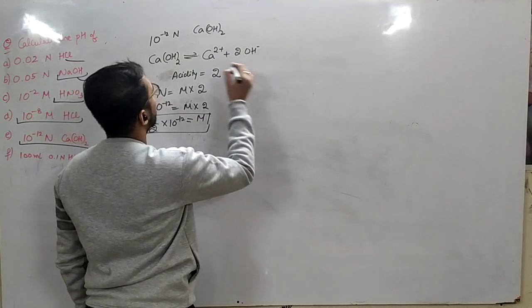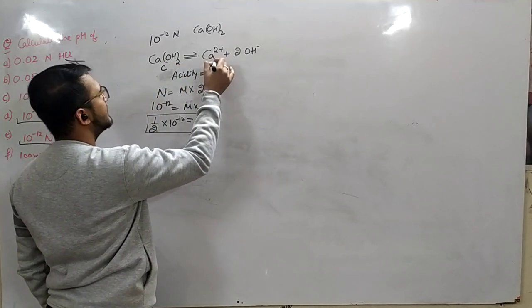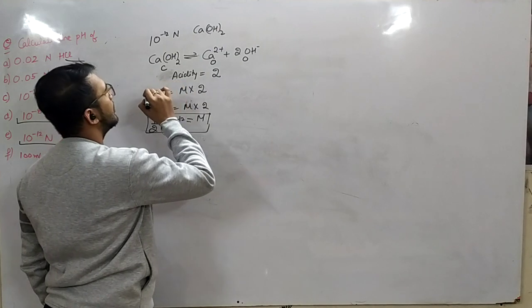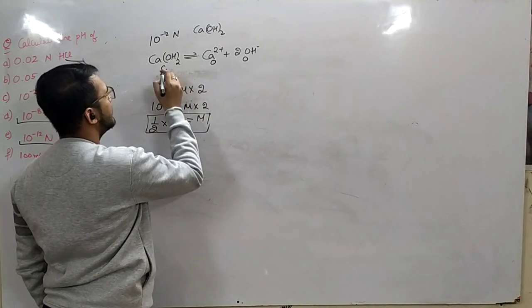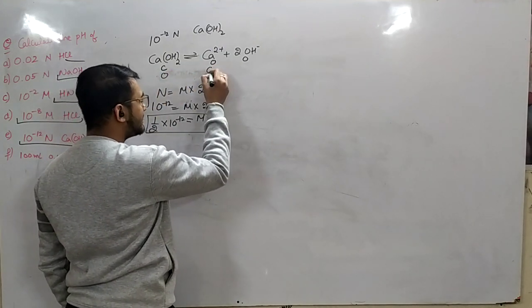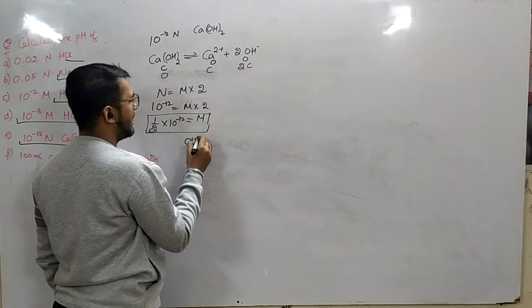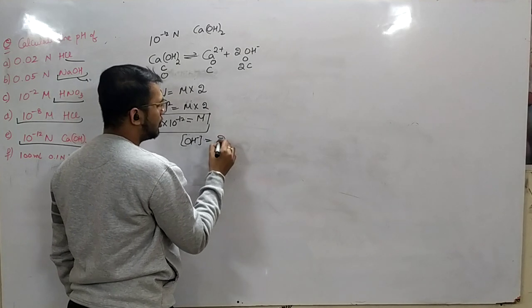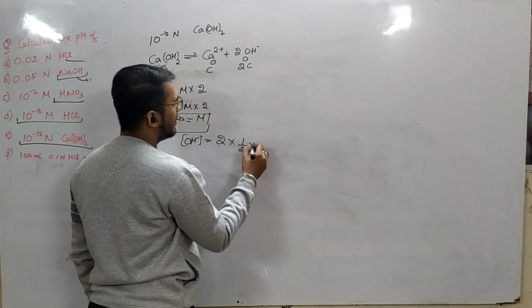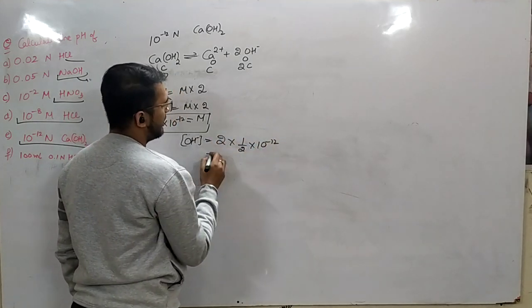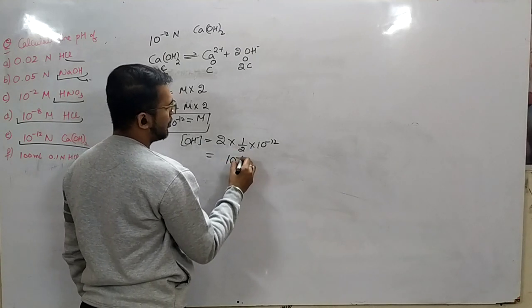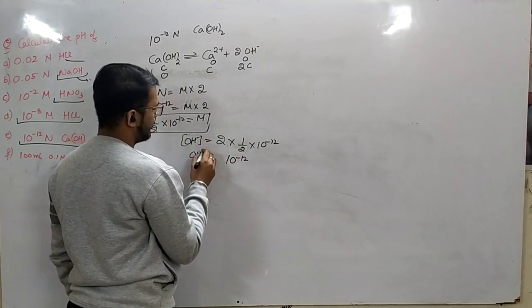So if I see it, initially it is 0, 0. At equilibrium it will be C, it will be 2C. So the OH negative concentration will be 2 times the initial concentration, and comes out to be what? 10 to the power minus 12.